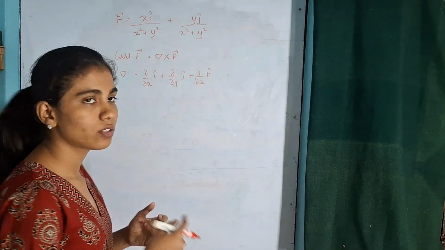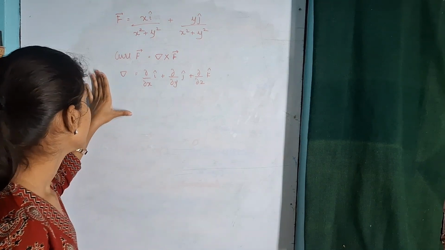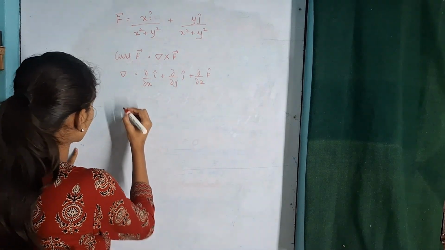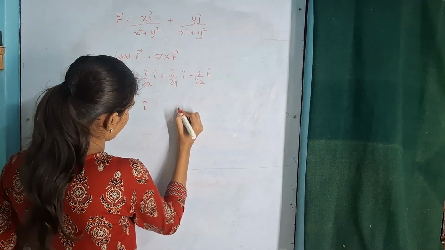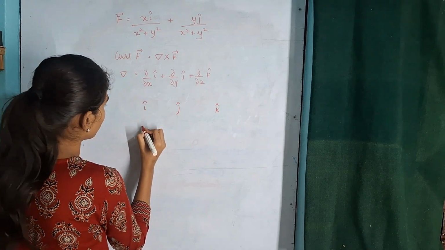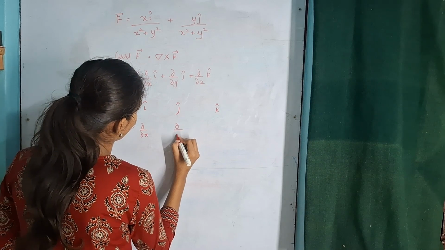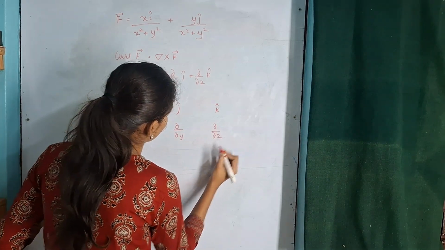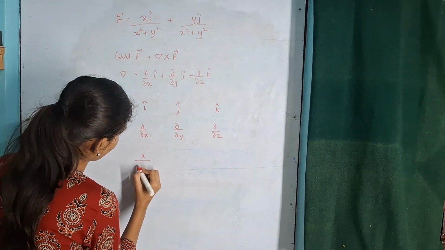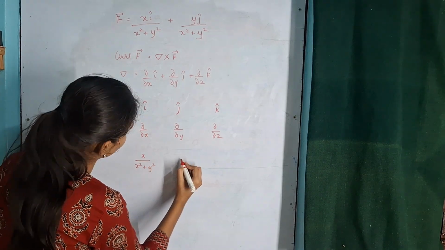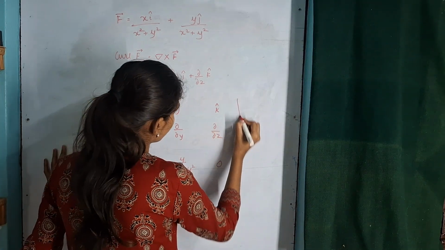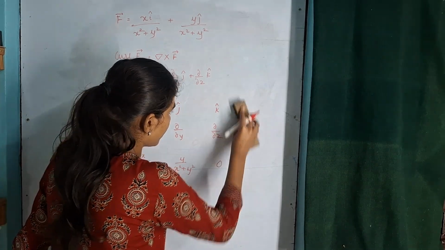So first what you had, it was dot product, and now you have cross product. You have to have the cross product of grad and f vector. So this is grad and this is f vector. Now how we are going to do is, you have to write i, j, k. And then you have to write i, j, k components of grad, that is dou by dou x, dou by dou y, dou by dou z. Then you are going to write the i, j, k components of f vector, that is x divided by x square plus y square and y divided by x square plus y square. Here it is 0 because we don't have k vector.